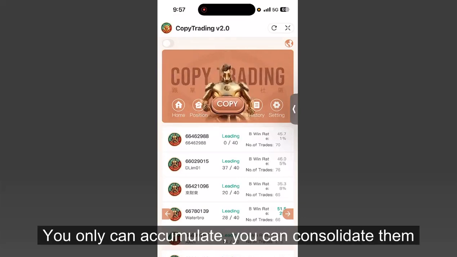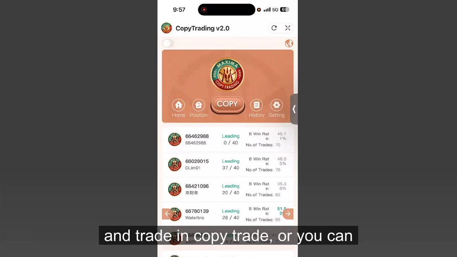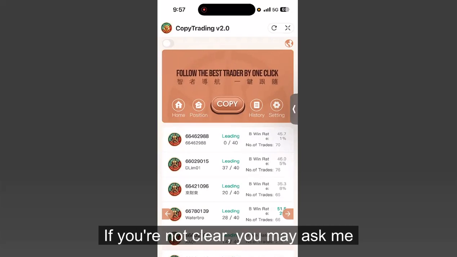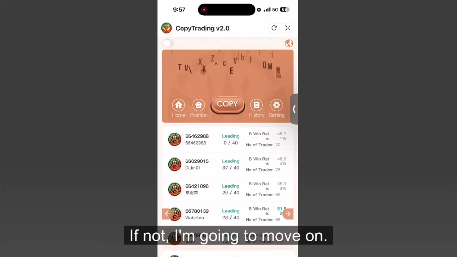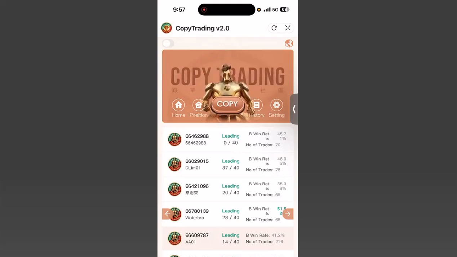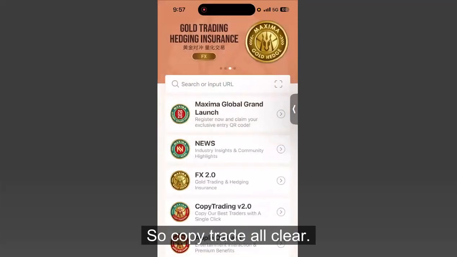You can only consolidate them into one account and choose your copy trader and trade in copy trade, or you can do it yourself, manual trade. Okay, cool. All right. So this part, I'm clear. If you're not clear, you may ask me now. If not, I'm going to move on. All good. Okay. So copy trade all clear.